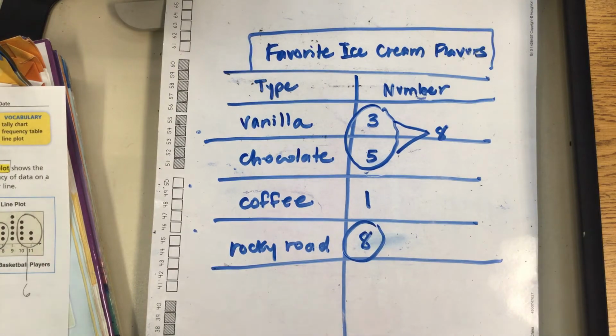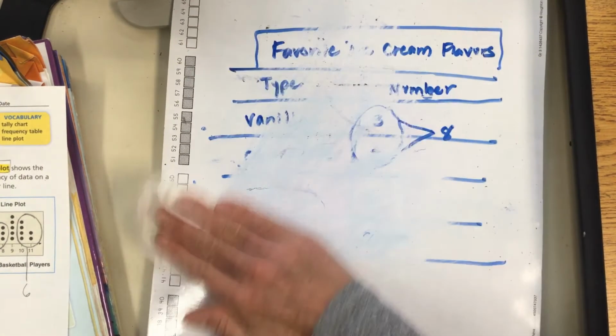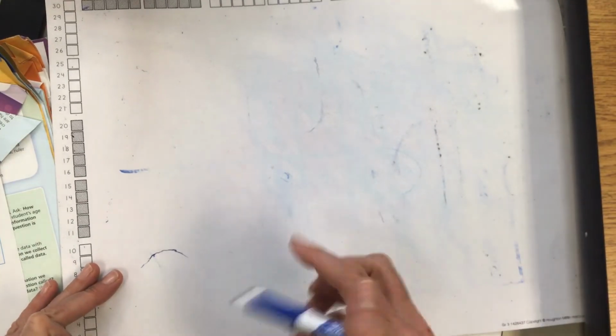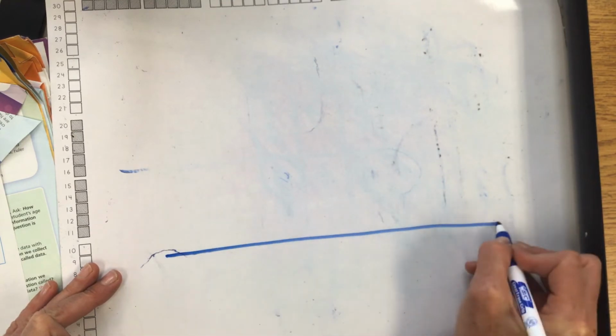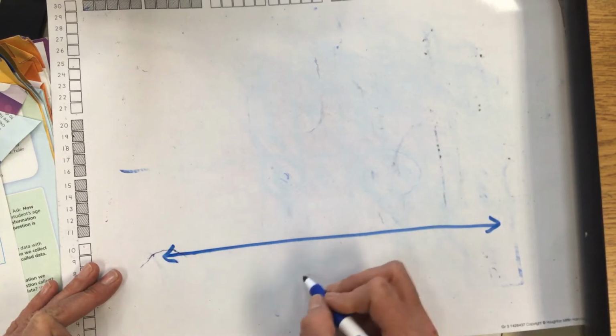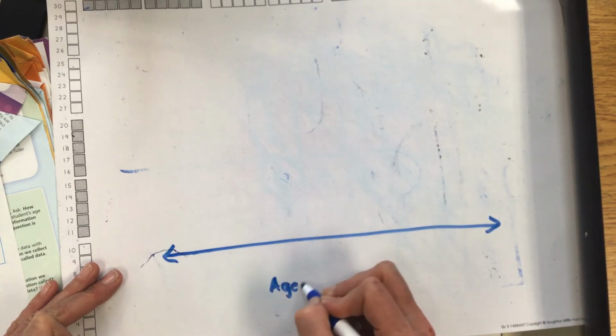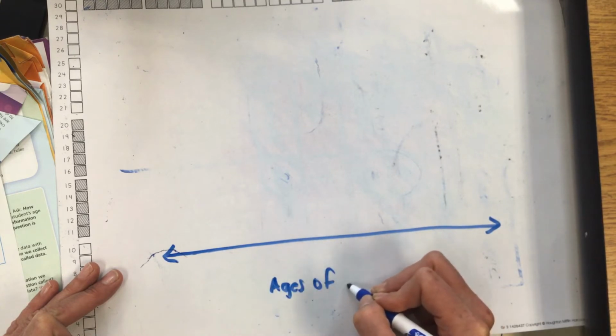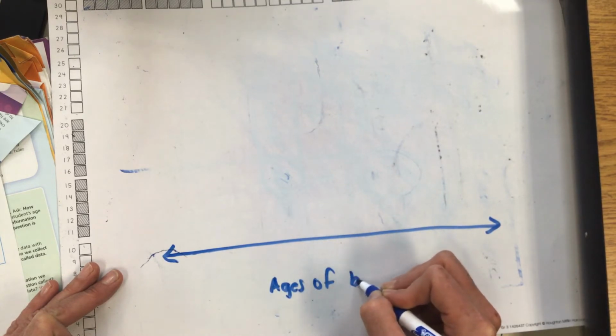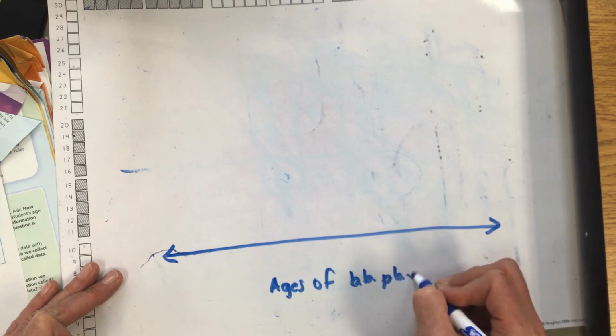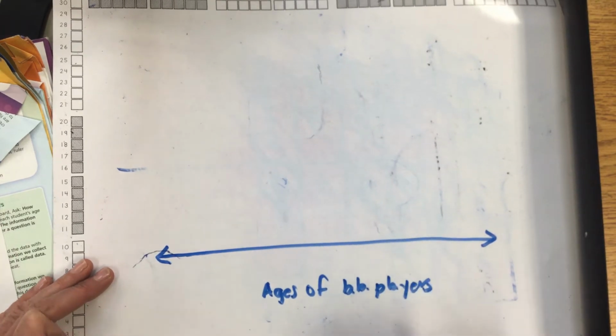The last thing we worked on today, besides the tally chart and the frequency table, was the line plot. It shows the frequency of data on a number line. Here's my number line. It has to be something with numbers. So maybe this is ages of basketball players.